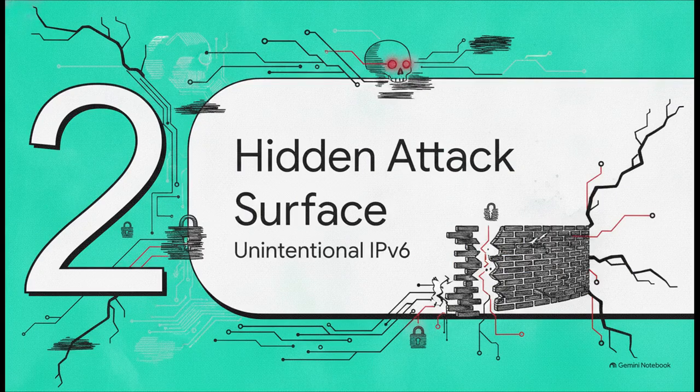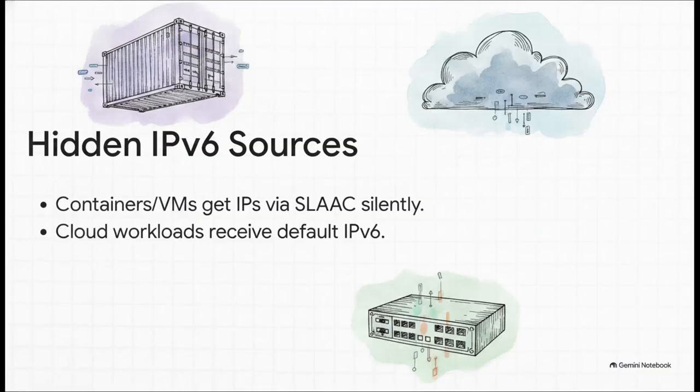Section 2. The hidden attack surface, unintentional IPv6. That rogue communication we just talked about opens up a completely hidden attack surface on your network that bypasses your primary defenses without breaking a sweat. Think about it like this. You would absolutely never just ignore an untracked, unmonitored IPv4 subnet in your data center, right? So why are your containers, cloud workloads, and factory default hardware running hidden IPv6? Containers and VMs will silently acquire IPv6 addresses via SLAAC without you ever knowing. Plus, major cloud workloads in AWS and Azure often receive IPv6 by default depending on the setup. Even your standard network switches and printers have IPv6 enabled right out of the box.